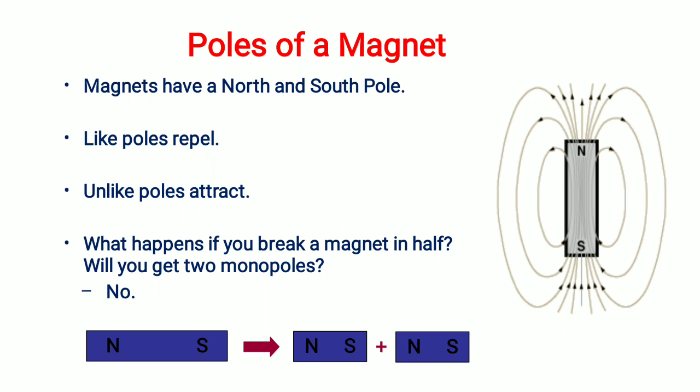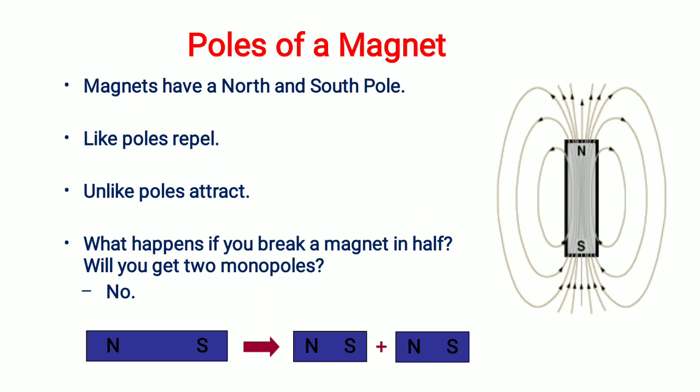And about the poles of the magnet. A bar magnet is always dipole in nature. There are two poles present always, North Pole and South Pole. And the basic rules we already learned. Like poles always repel. That means north repels north, south repels south. Unlike poles attract. When you bring a north and south pole together, they will attract. So these are the basic rules of magnetism.